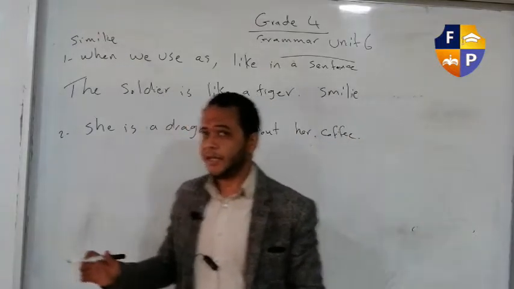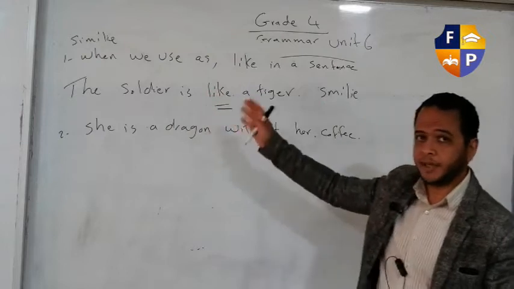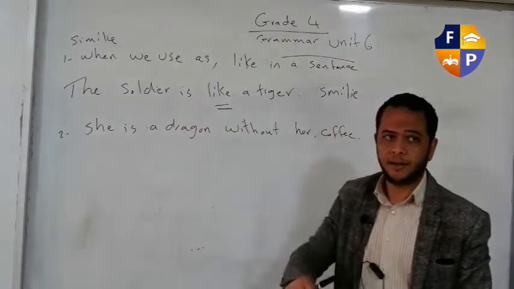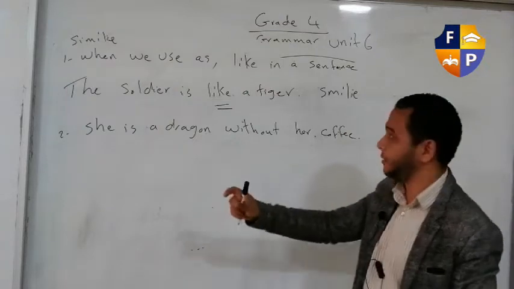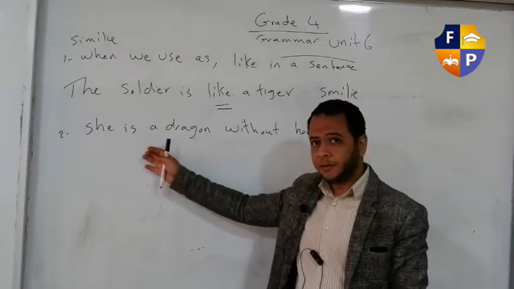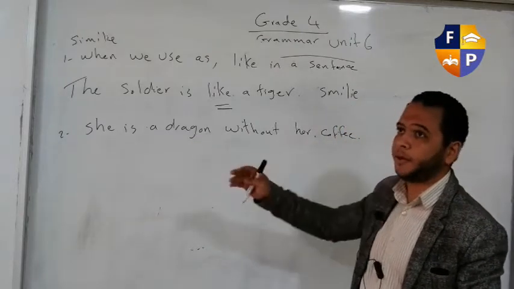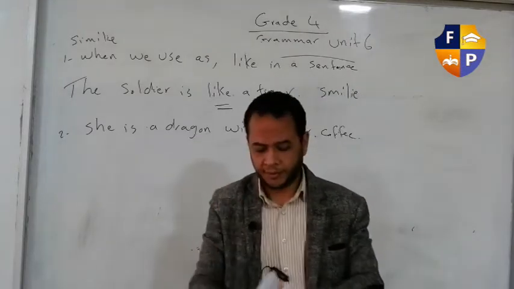I think it's a very easy lesson. Again, the difference between simile and metaphor. Simile, when I use as or like in a sentence to compare between two different things. Metaphor, I don't use as or like in the sentence, again, to compare between two different things or more.